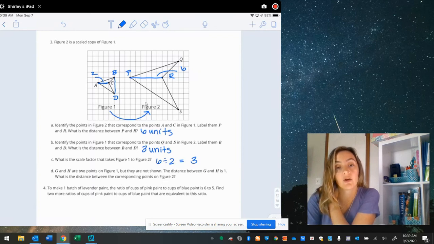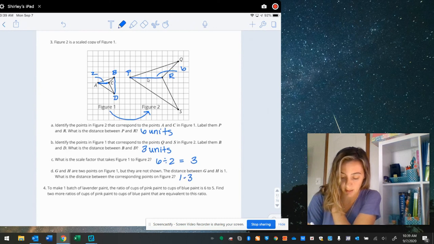Well, I know if my scale factor is 3, then any line segment here is going to get multiplied by 3 to create this. So if my side length here is 1 times 3 gives me 3. So 1 times 3 is going to make it 3 units.